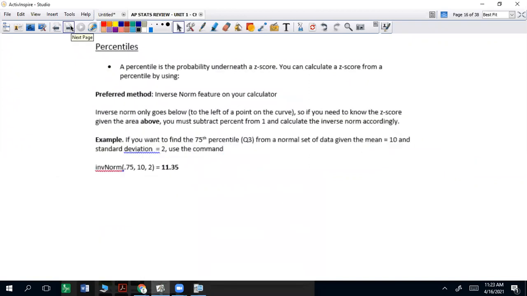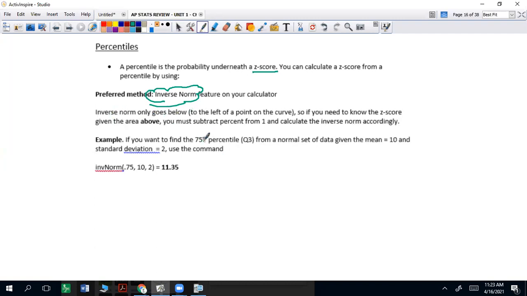You might be asked to do percentiles. For percentiles, that's going to be involving using a combination of the Z-score or inverse norm to help get percentiles. So what is a percentile? It's basically, if you're in the 90th percentile, that means you scored above 90% of the people that took whatever test or whatever thing you accomplished, okay? That's what a percentile is.